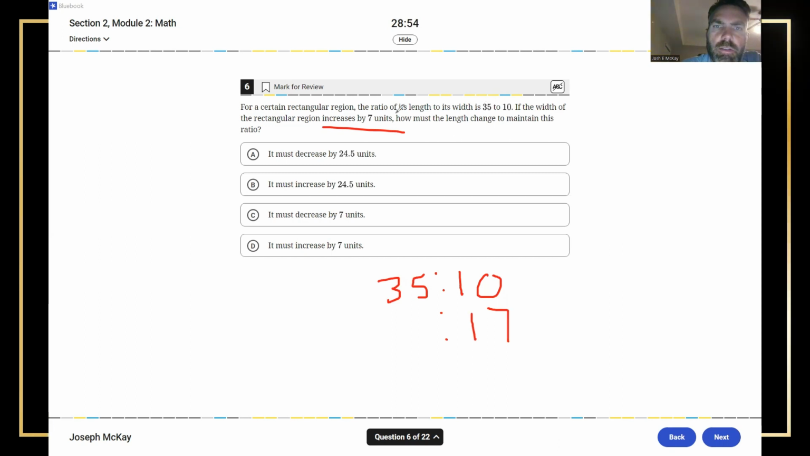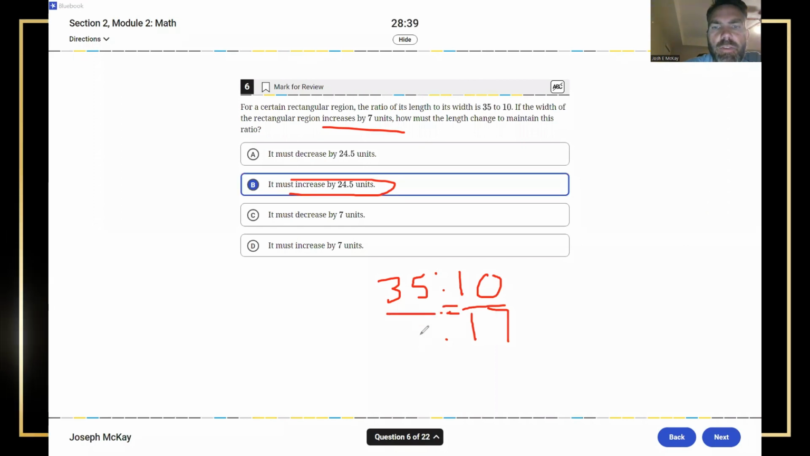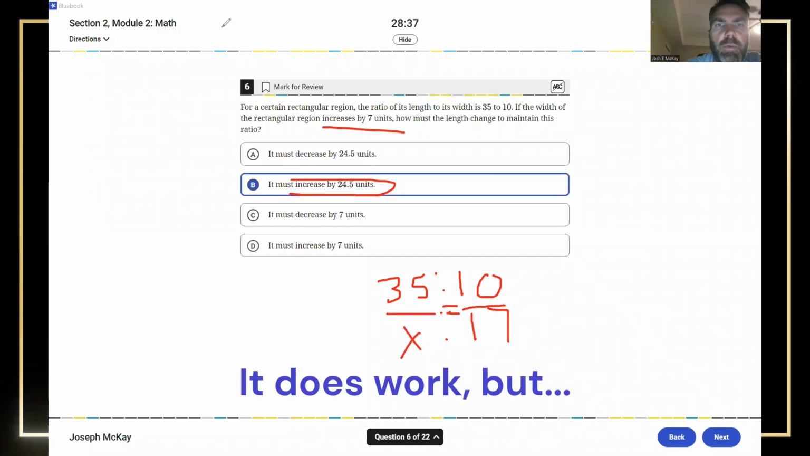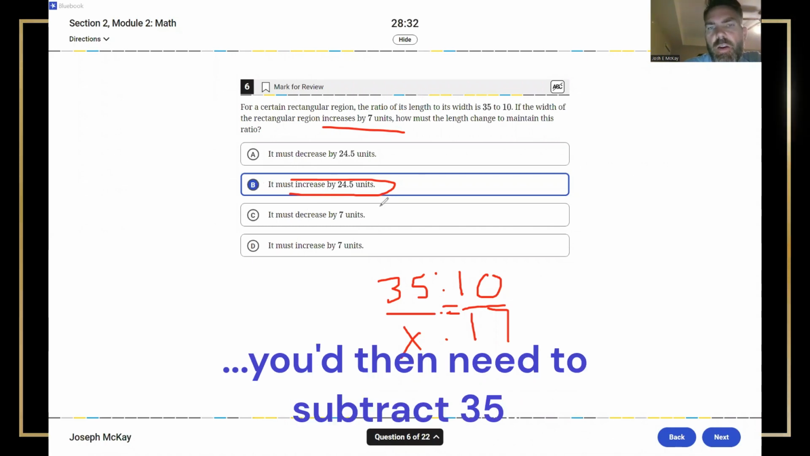I think it's got to increase, and it's got to increase by more than 7. So I would just go with this one, and I wouldn't even bother figuring out the math behind it. But I bet you could set it up as a proportion if you needed to. It's got to be this one, because it's got to go up by more than 7, because 35 is bigger than 10.